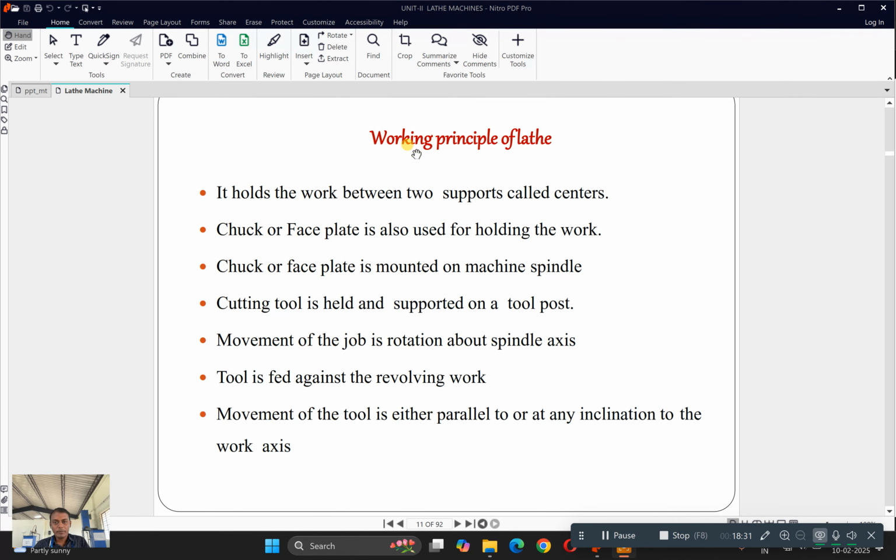Then the working principle. It initially holds the workpiece between two supports called centers. A chuck or face plate is also used for holding the workpiece. Predominantly we will be using the chuck for holding. The face plate is an additional arrangement, we can see it later on. The cutting tool is held and supported on a tool post. The job is rotating about the spindle axis. The tool is fed against the workpiece. So this rotating workpiece as well as the movement of your tool both lead to removal of material from the workpiece in the form of chips.